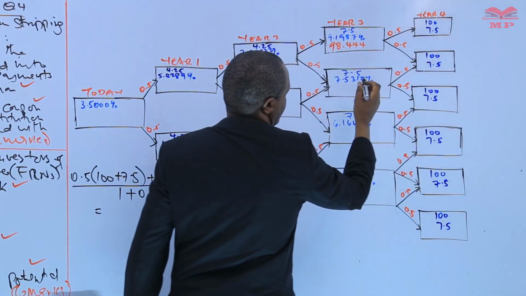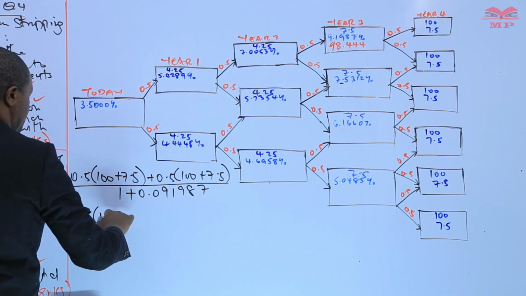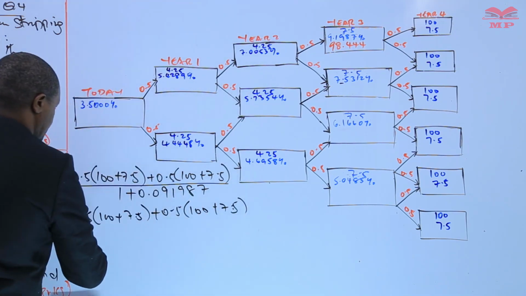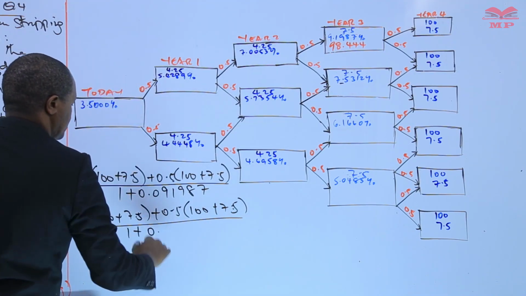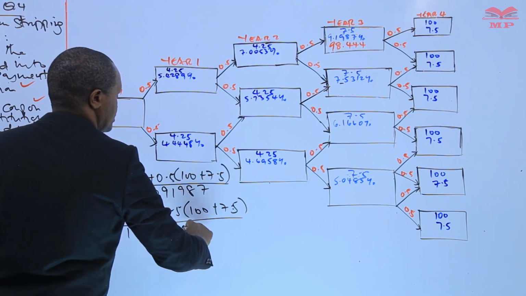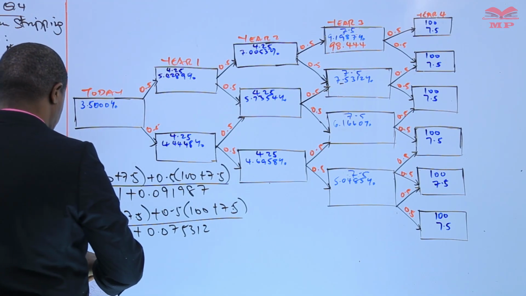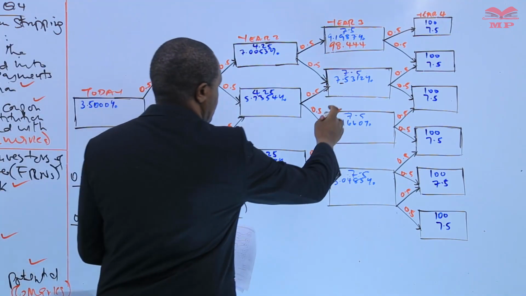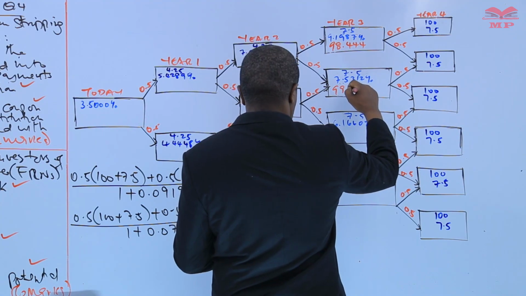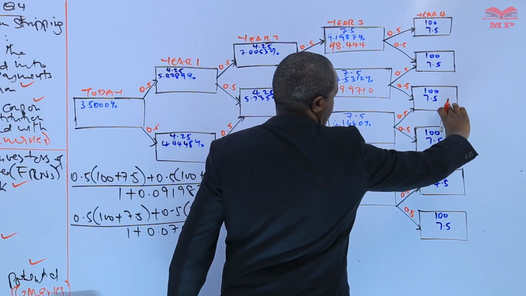We add these two nodes, we discount using this discounting rate, then we write. So we're going to have 0.5 into 100 plus 7.5 plus 0.5 into 100 plus 7.5, divide by 1 plus 0.075312. It's equal to 99.9710.